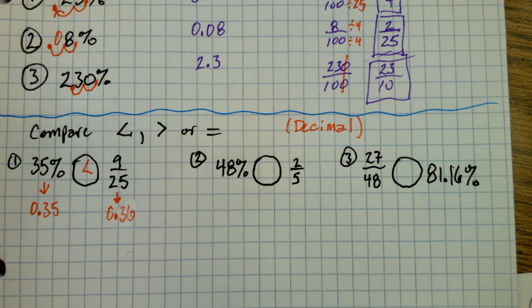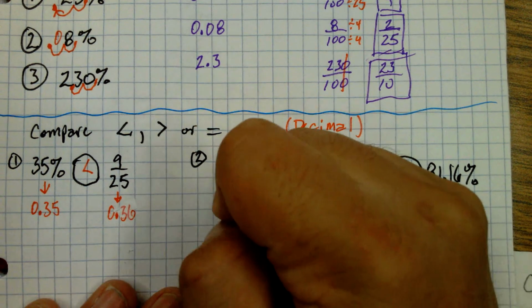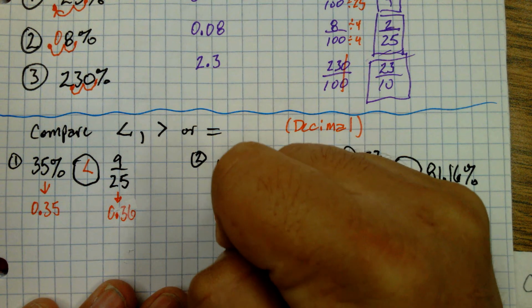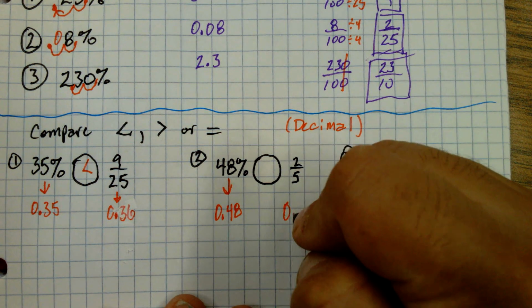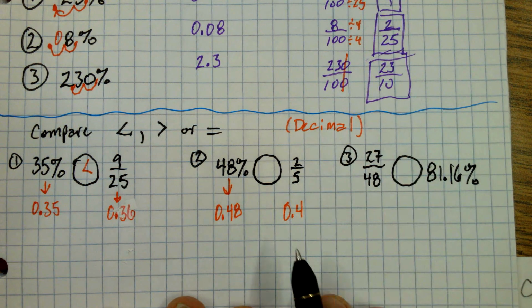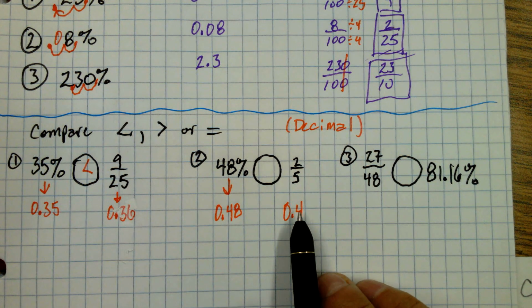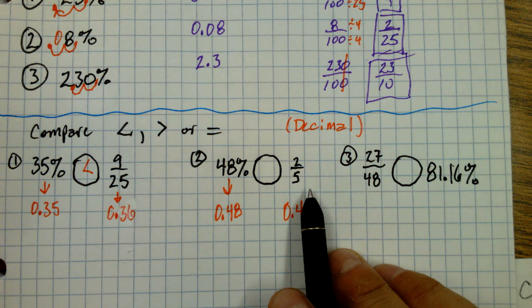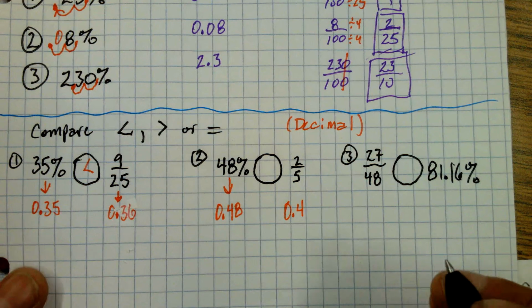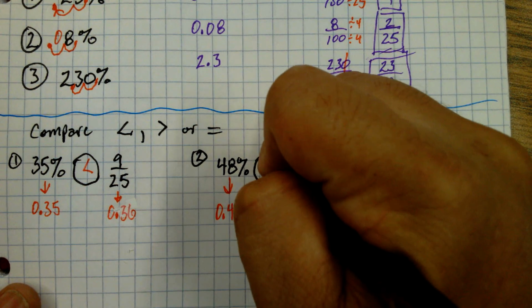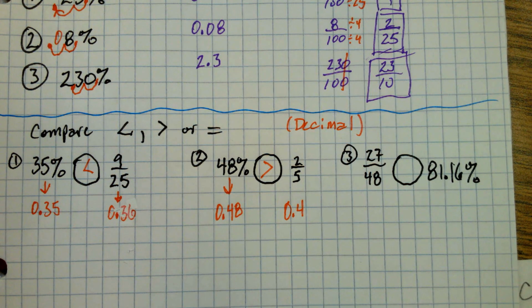So let's see. I'm going to convert 48%. Easy peasy. I got 0.48. How about 2/5? 0.40. I can do that by doing 2 divided by 5, or multiplying both of them by 20, right? Because then I get 40 over 100. So this time, 48% is greater. We'll give it the greater than symbol.